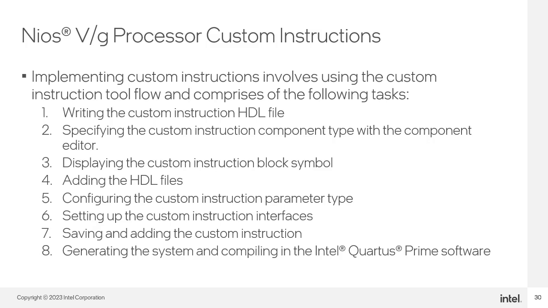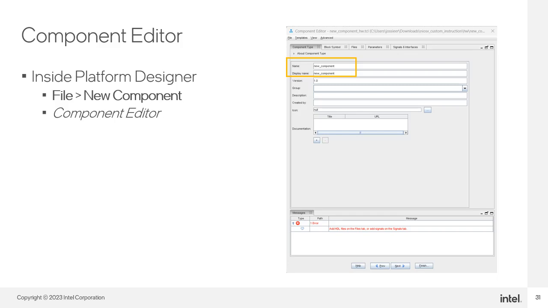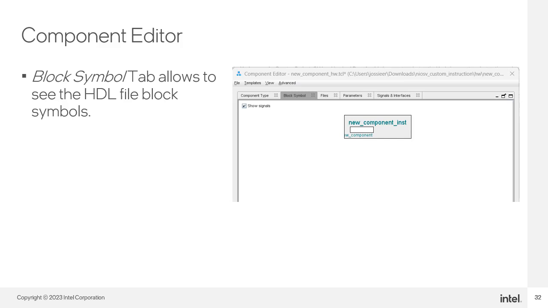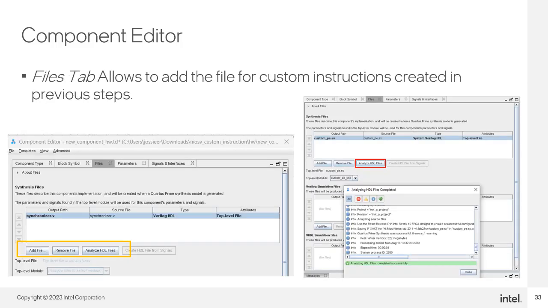To open the component editor, you can go to the File menu in the main Platform Designer window. Then open the New Component option. Start by modifying the name, group and description as needed for this component. In the Block Symbol tab you can preview and edit the HDL file block symbols. Then in the next tab named Files, you will find options to add the HDL file created for the custom instructions. Then press Analyze HDL files to finish editing this section.